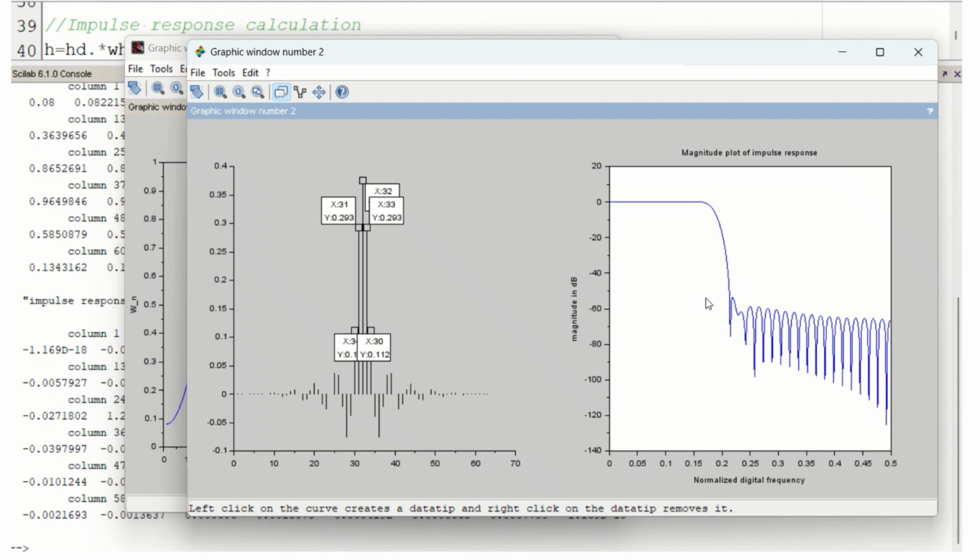So in this graph we can try to identify what is the value at 50 dB with respect to the x-axis. Approximately, if we take 50 dB, it is around x-axis frequency 0.213 that we are going to get.